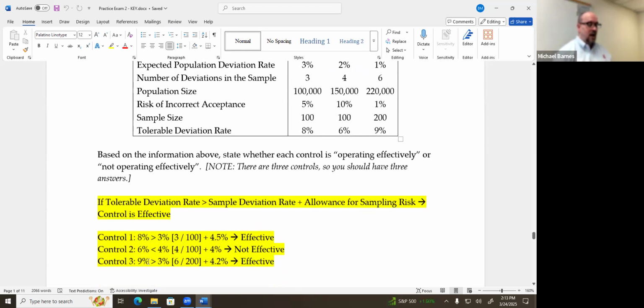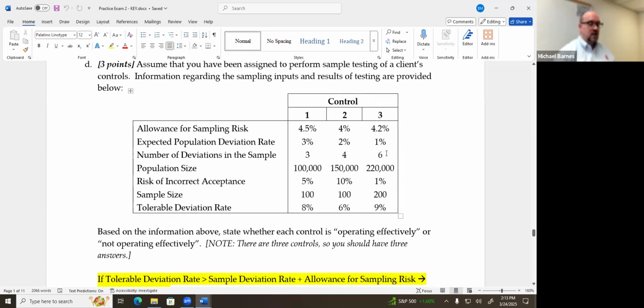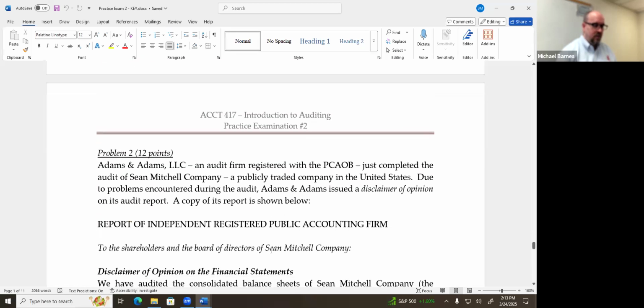Same idea here. We say our tolerable deviation rate is 9%. Sample deviation rate is 6 divided by 200, which is 3%, plus 4.2 is 7.2%. 9% is greater than 7.2%. It's effective. So yeah, a question on sampling, pretty basic one though. Let's get at it in this one.